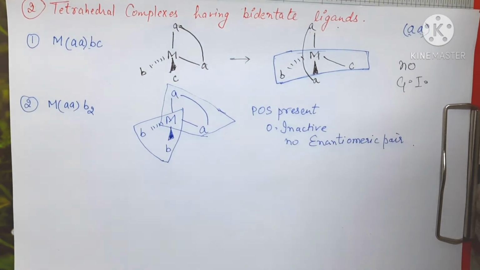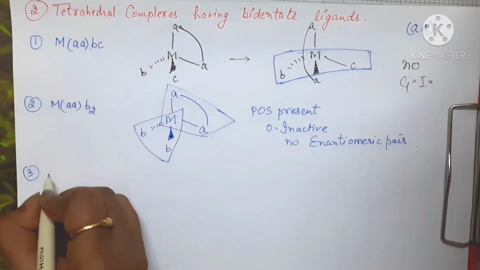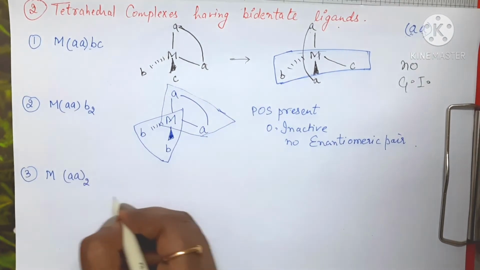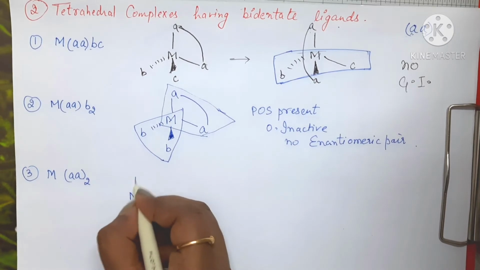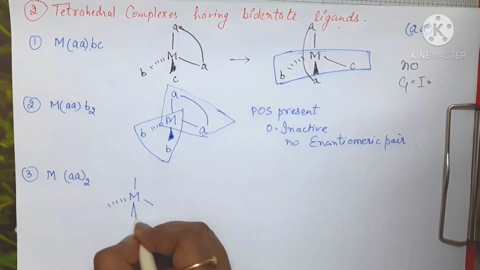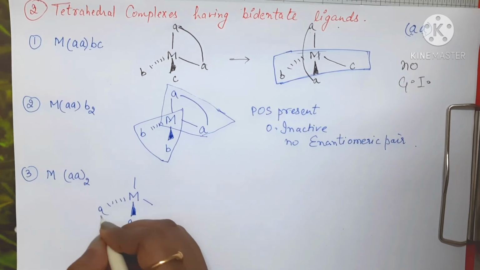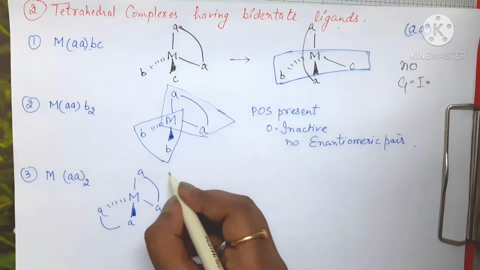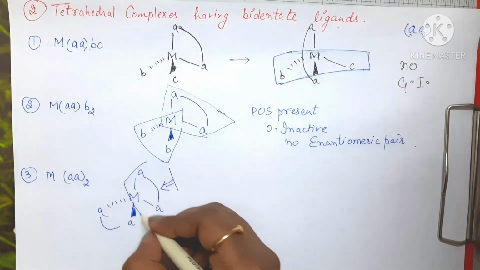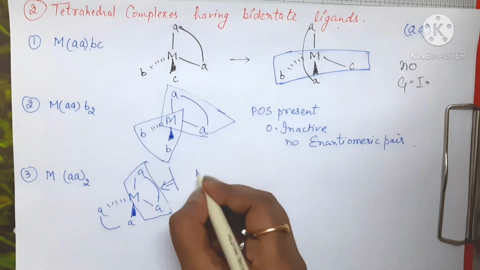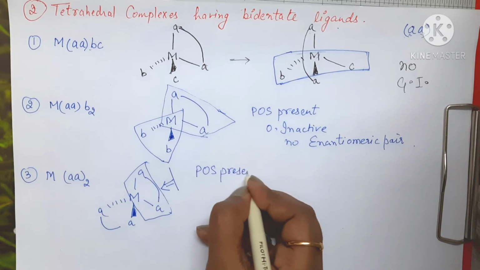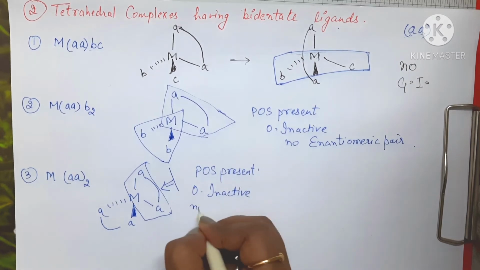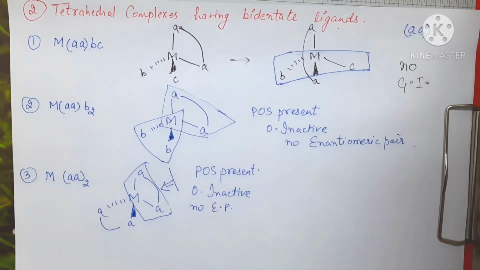Right, now with this we'll move on to the third type of molecule, which can be MAA2. That is, two bidentate ligands are attached, so that will be like this. So here also a plane of symmetry is present, right? You can pass a plane through this metal and these two A. So POS is present again. The compound is optically inactive, having no enantiomeric pair, right?